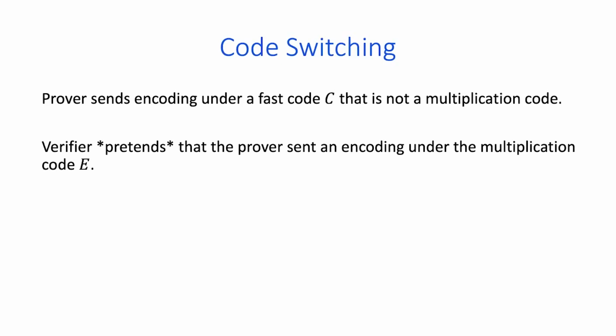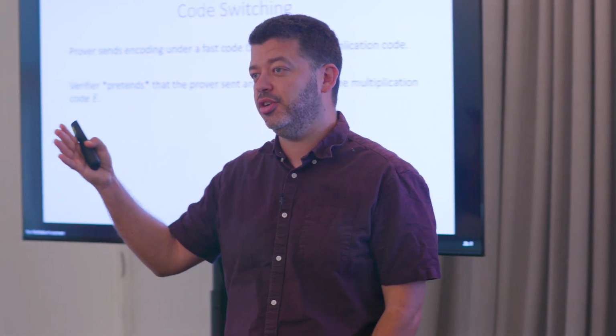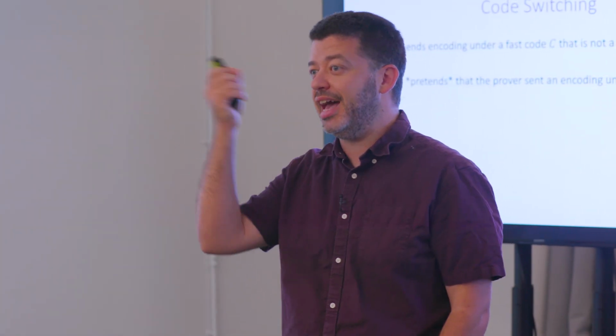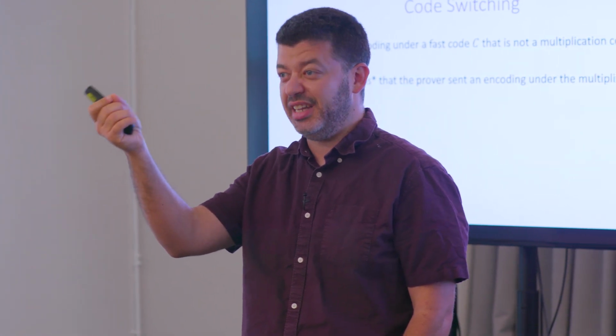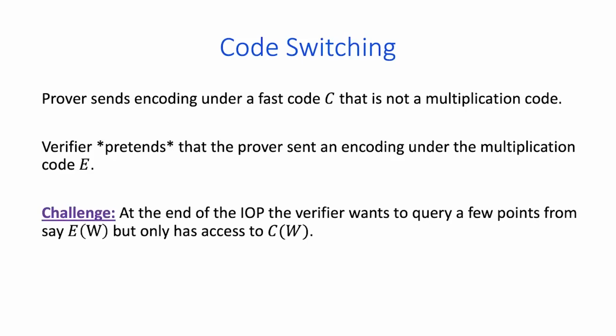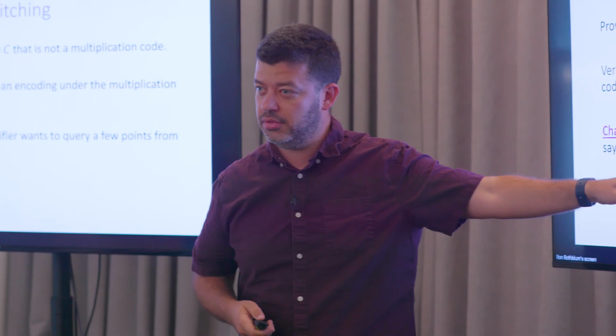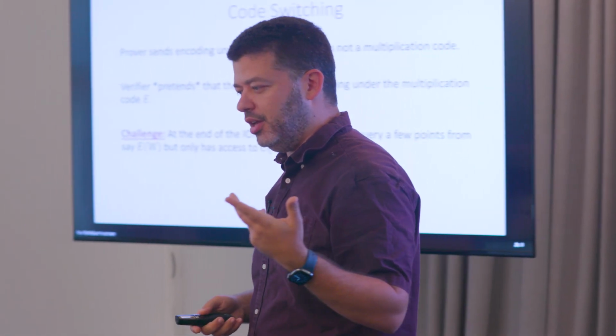The verifier is somewhat sad because it liked getting encodings under E, and it got encoding under C. It's going to entirely ignore that and pretend as though the encoding that was sent was the encoding under the multiplication code E, and follow the protocol. At some point in the protocol, sadly enough, the verifier needs to access bits of E, which it doesn't have. It only has bits of C. The challenge that we have is that we want to query a few points of, say, E of W, but what we have in our hand, or in the sky, that was sent as an IOP message is C of W. Okay, so that's the challenge that seems weird.